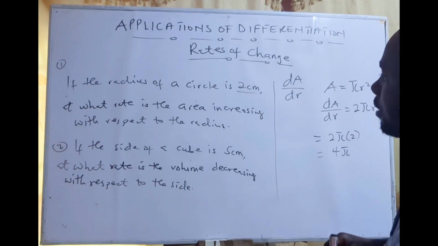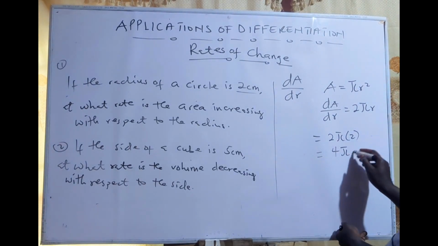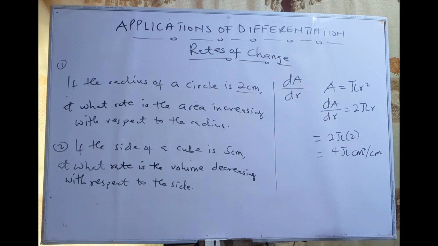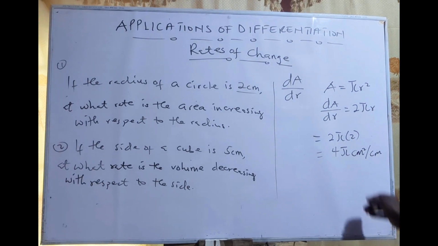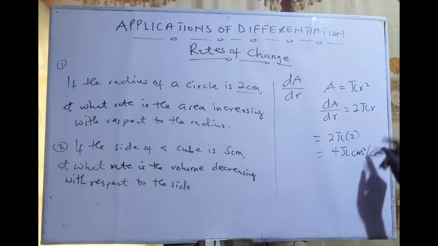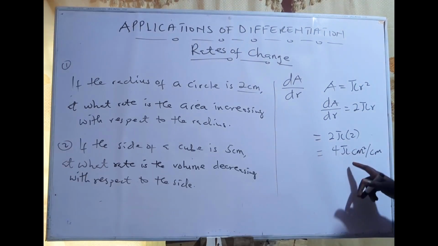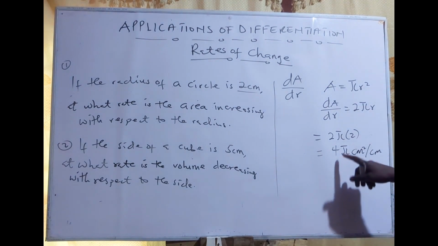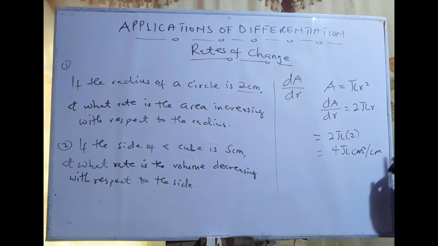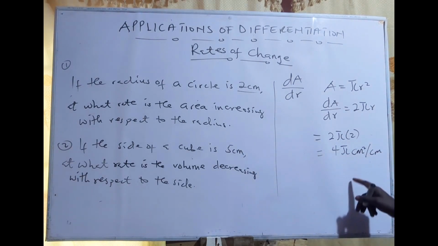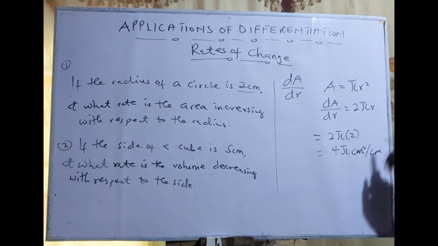So the area is increasing at 4 pi. The area is in centimeters squared, and it is increasing with respect to the radius, which is in centimeters. So you can say 4 pi centimeters squared per centimeter, area per the radius.